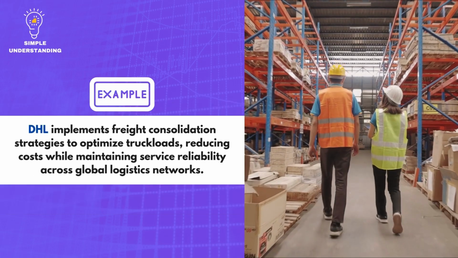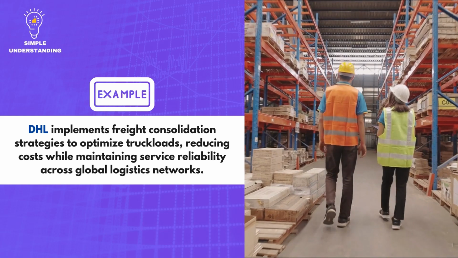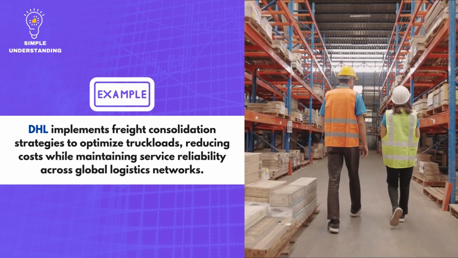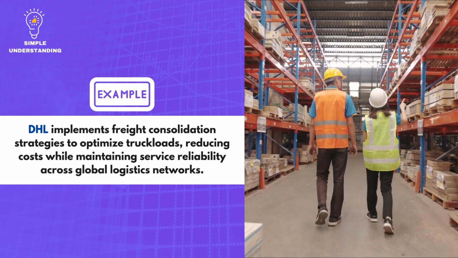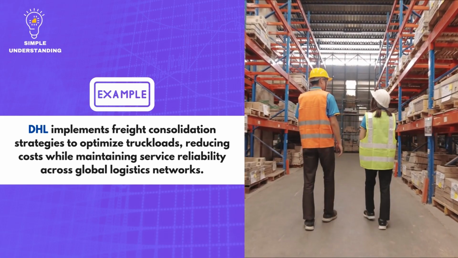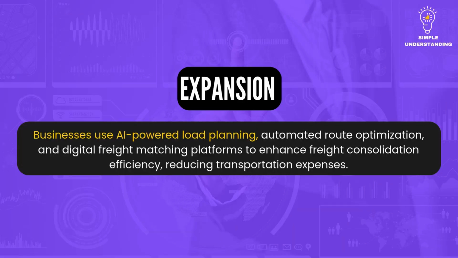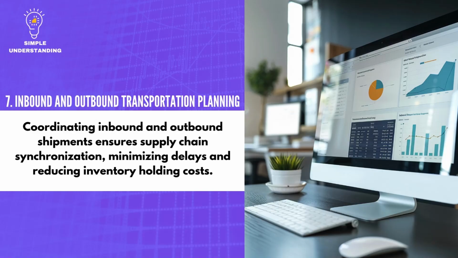Real company example. DHL implements freight consolidation strategies to optimize truckloads, reducing costs while maintaining service reliability across global logistics networks. Expansion. Businesses use AI-powered load planning, automated route optimization, and digital freight matching platforms to enhance freight consolidation efficiency, reducing transportation expenses.